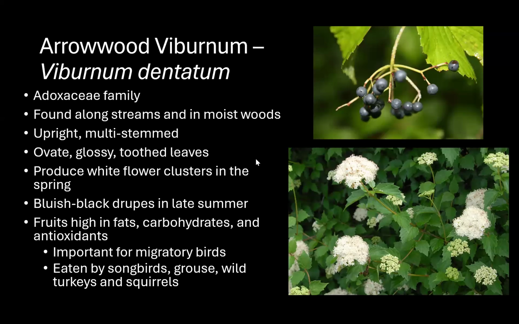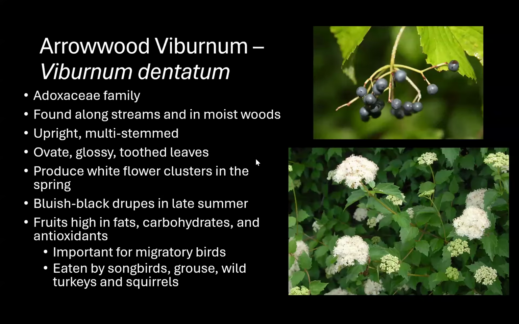In this case, you're going to see more of a bluish black drupe in late summer. And I'll start off by saying it's very common for viburnums for their berries to also color change a little bit, where they may also start out kind of more of a reddish color, and then they'll mature to more of this bluish purple black coloration later.